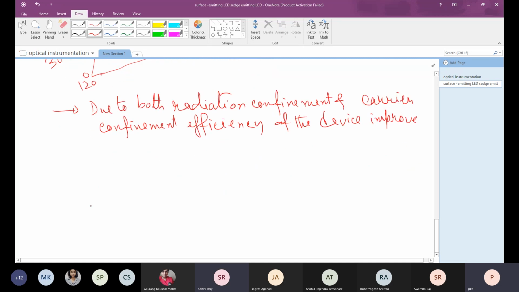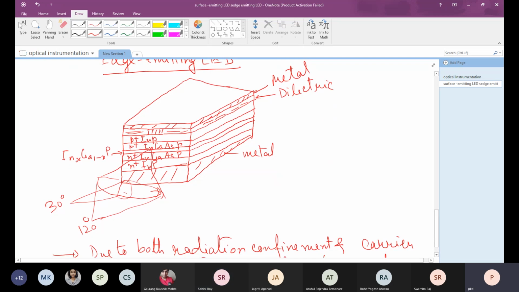So what is the x component in the active layer? x is the stoichiometric ratio. Like x could be, say, In 0.5, then this is Ga 0.5, or otherwise In 0.3, Ga 0.7 P. So if I vary that, actually the radiation pattern or the lambda g will vary. Okay, sir. Thank you, sir.